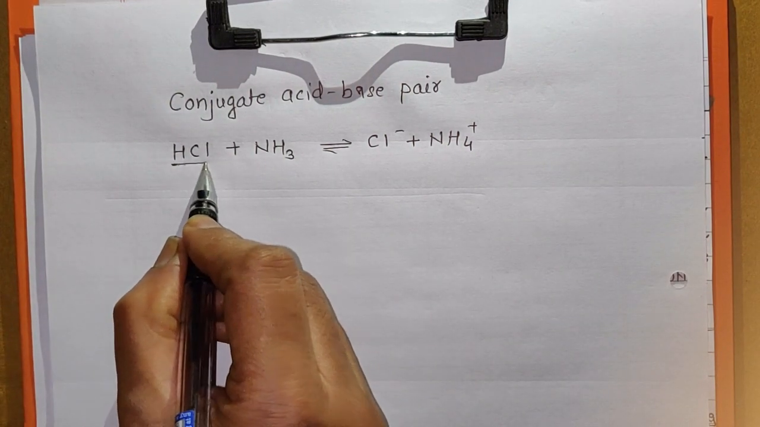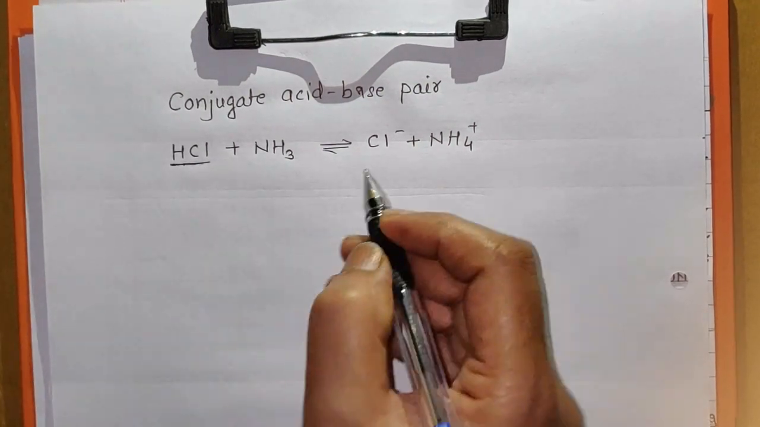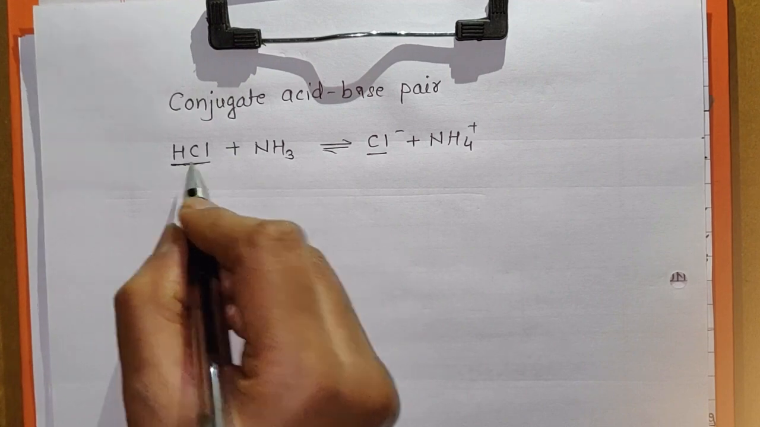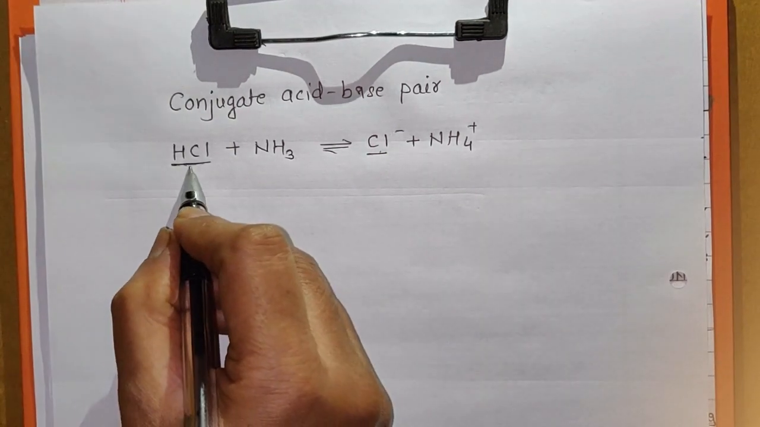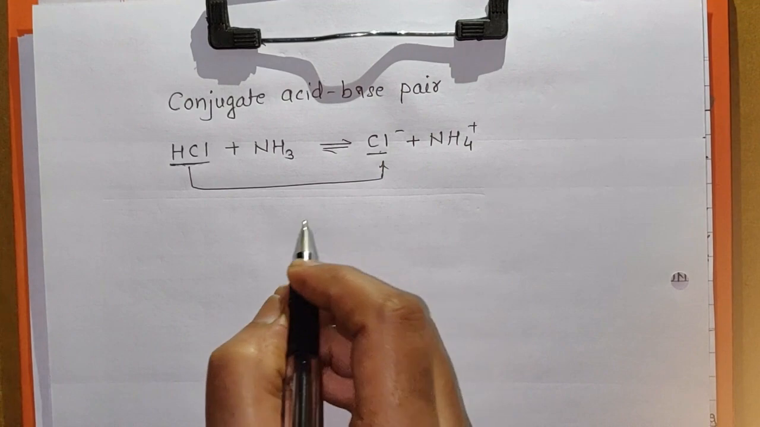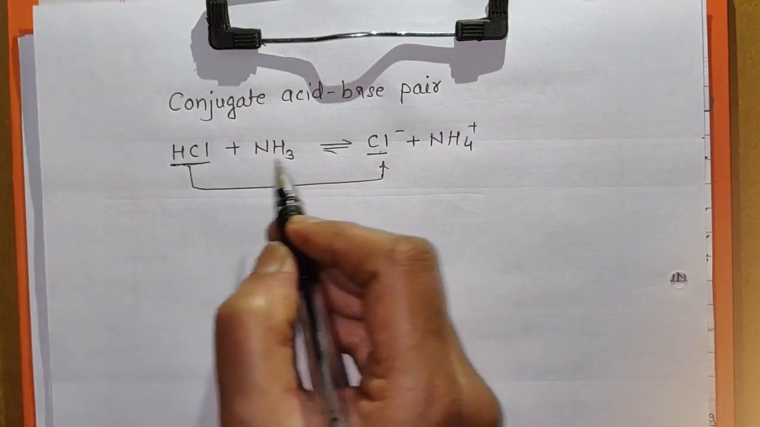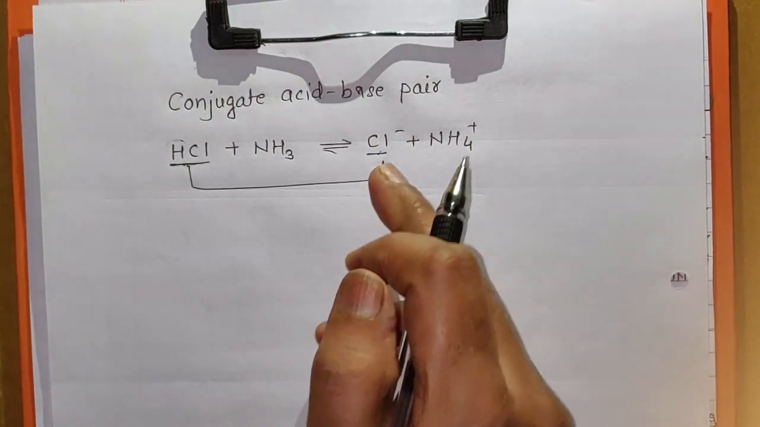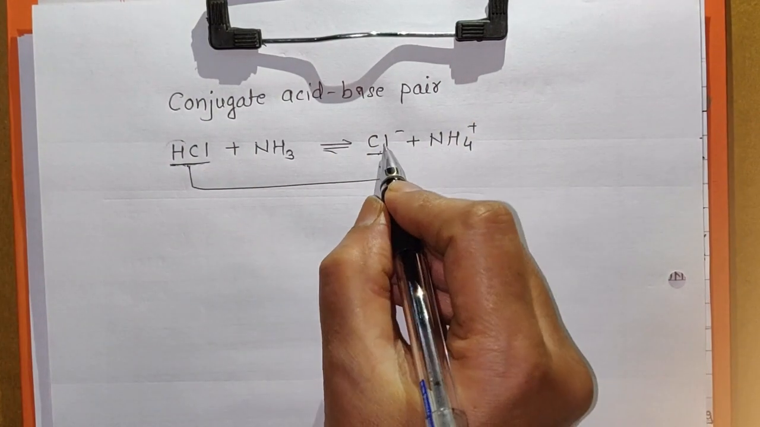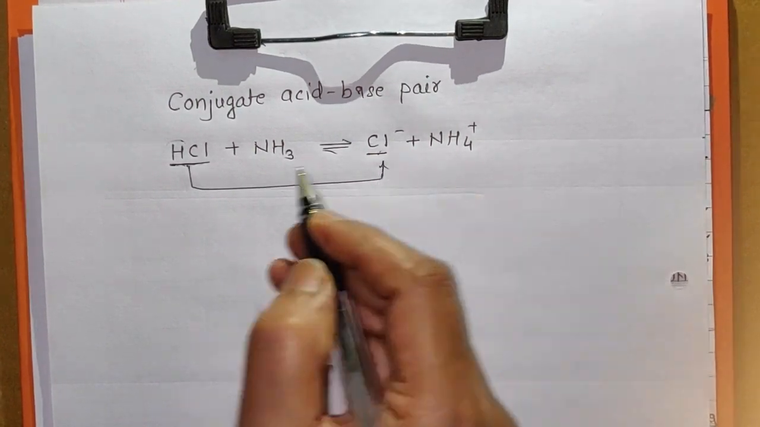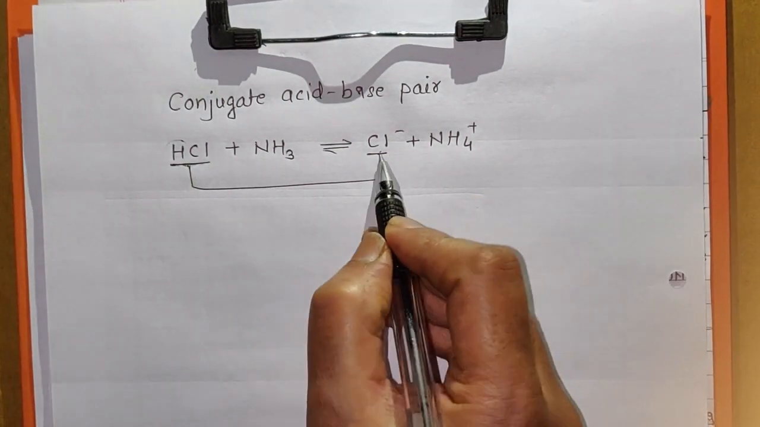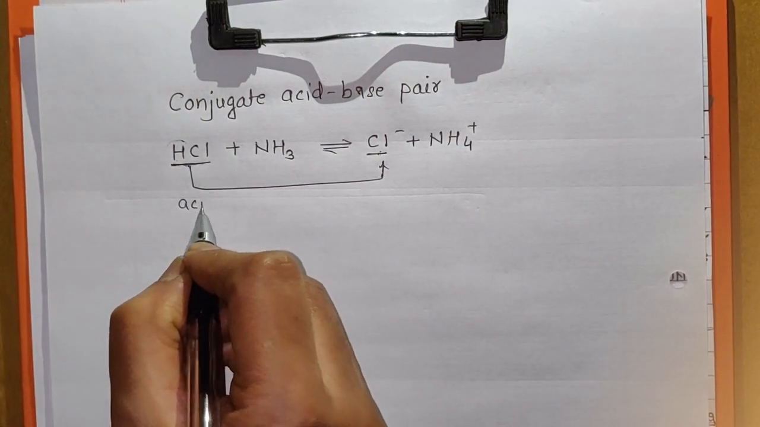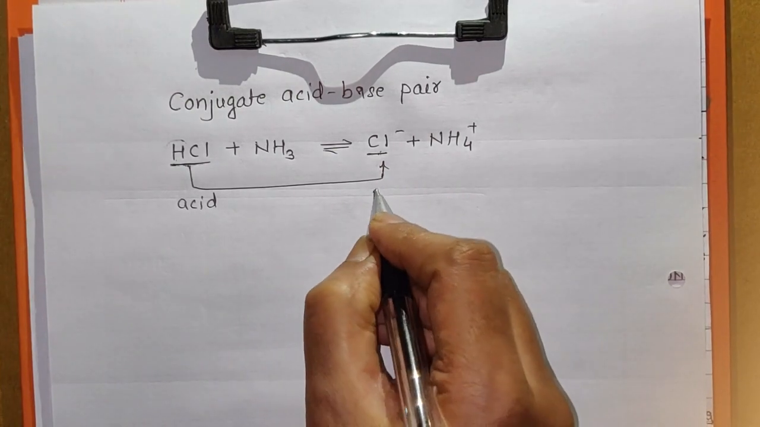Now see this forward reaction. The first substance is HCl. It is converted into Cl minus in this reaction. How? HCl is converted into Cl minus by donating one proton, that is, by losing this proton. And consider this reverse reaction. Cl minus is converted into HCl. How? By accepting a proton. So you can say that HCl is an acid and Cl minus is a base.